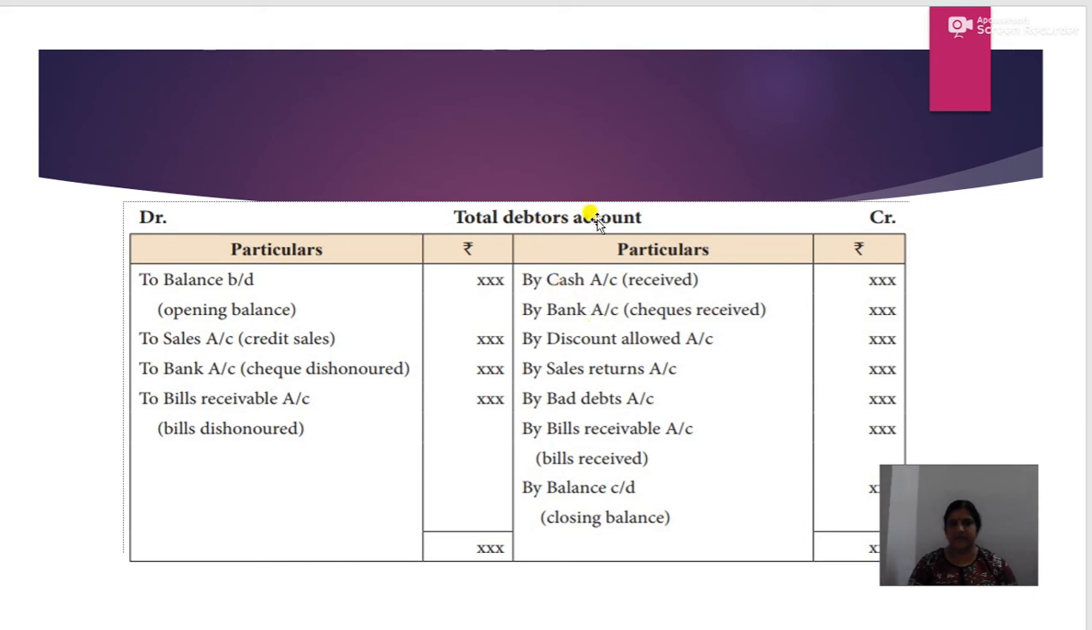So cash account added to debtors account. So cash, that is cash received, then bank for check received. Now again you can write cash itself when the check is received. Then discount allowed, that is the discount allowed to the debtors.